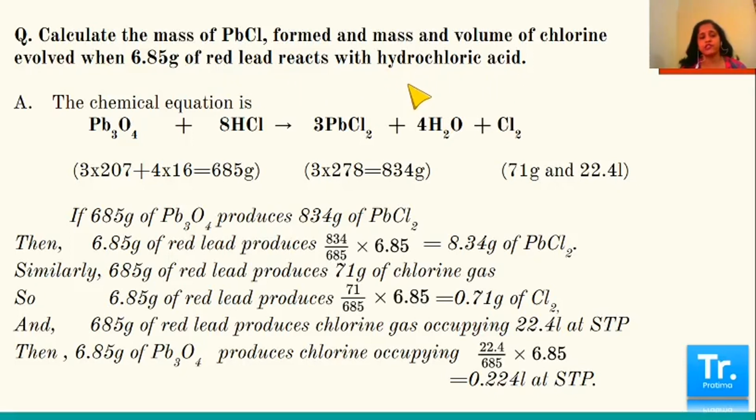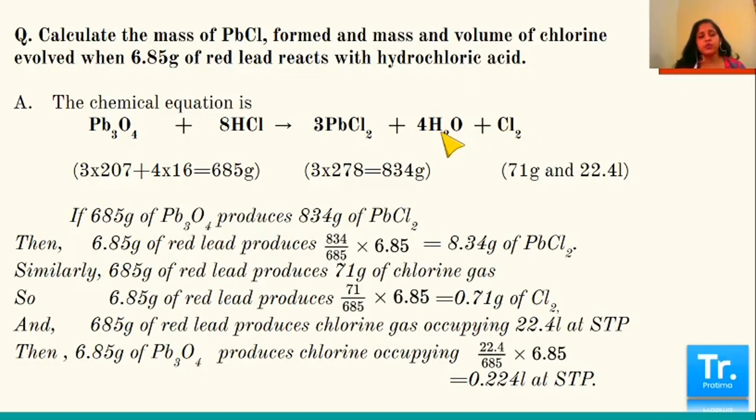And for such questions where you have to calculate based on chemical equations, the balanced chemical equation is always given in the question, and the atomic masses also will be given to you. This I had told you earlier also. So here red lead, Pb3O4 plus 8 HCl will give you 3 PbCl2 plus 4 H2O and 1 Cl2.